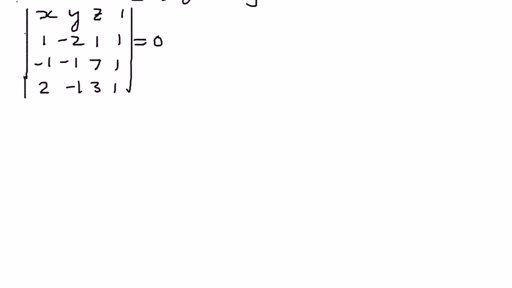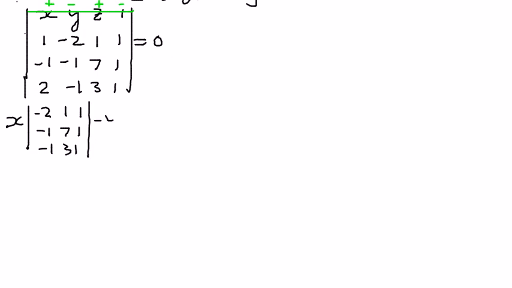So this is what we have. And then if we were to expand this, we're going to expand this along the first row. As we know, according to the sign convention, first row, first column, that sign would be positive, then next would be negative, positive and negative like that. And therefore, when we follow that, we're going to write this one as x. The minor of that is going to be the determinant of -2, 1, 1, -1, 7, 1, and then -1, 3, 1.